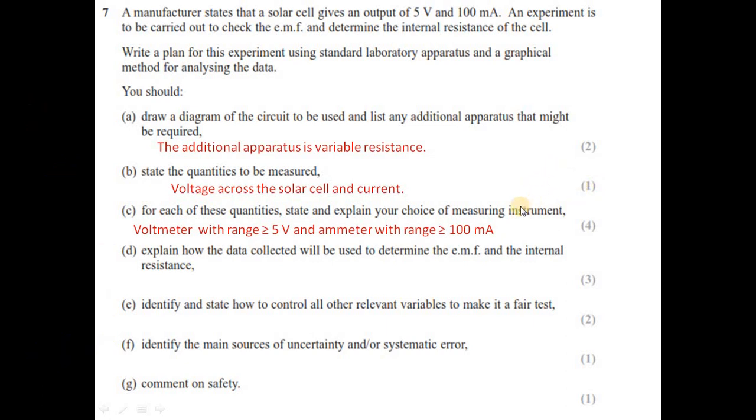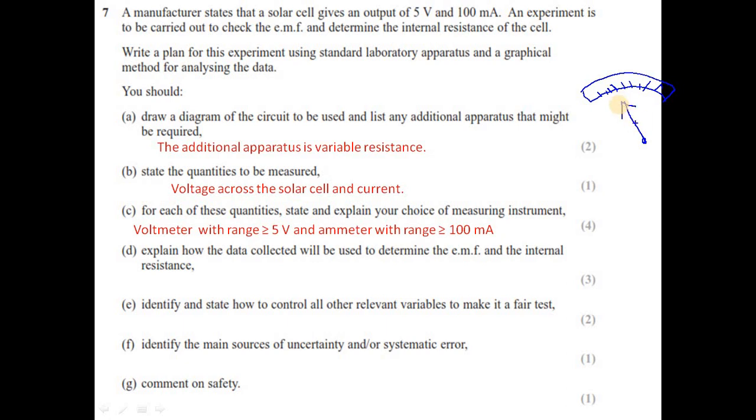Identify the main sources of uncertainty and/or systematic error. It depends on the type of equipment. If we are using an analog meter, whether it is a voltmeter or an ammeter, the meter consists of a scale with a needle, and this needle rotates left or right according to the voltage or the current passing.